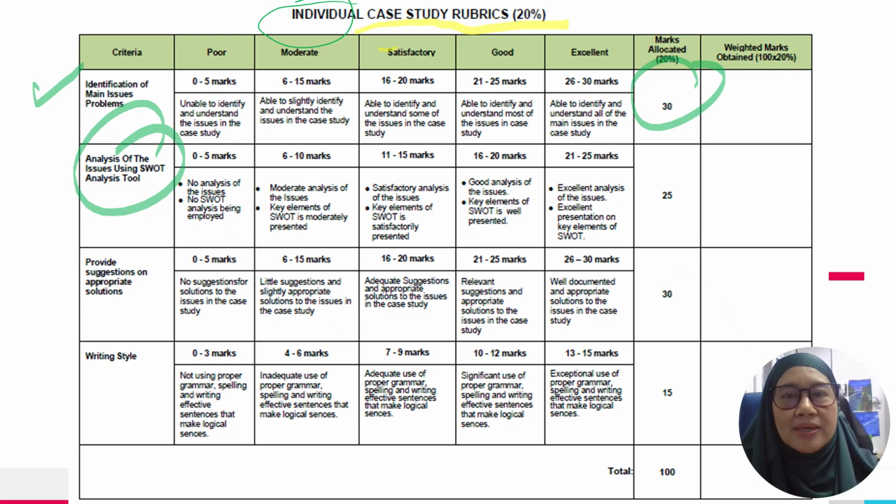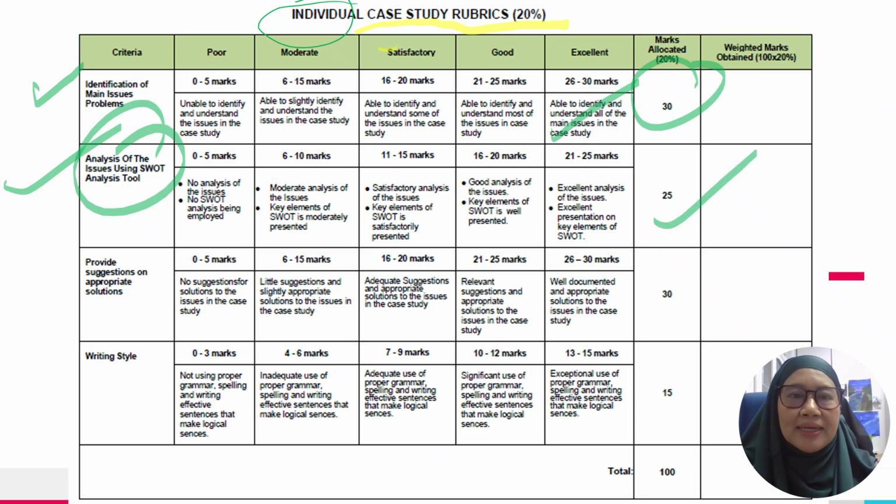To score well here, you need to accurately identify and explain the main issue faced by the business in your case study. Avoid giving surface level answers. Instead, show that you truly understand the root causes and how they connect to the company situation. Next is analysis using SWOT analysis. This one is worth 25 marks.